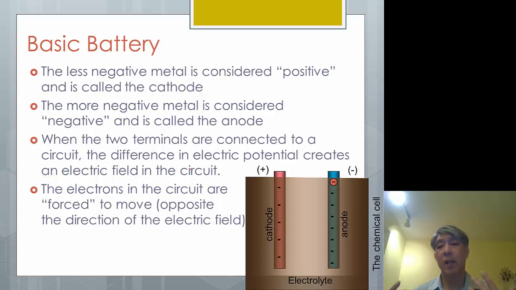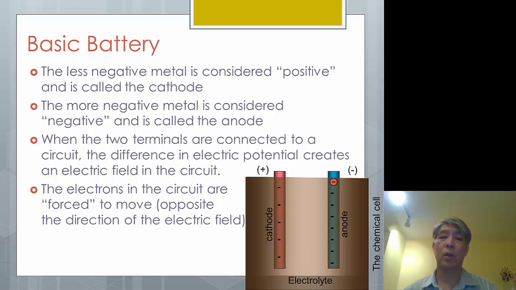Whereas the negative metal is called the anode. Okay, anode in this case represents negative. You may have heard the term anion, which is kind of like an onion, which makes you cry, which is negative.